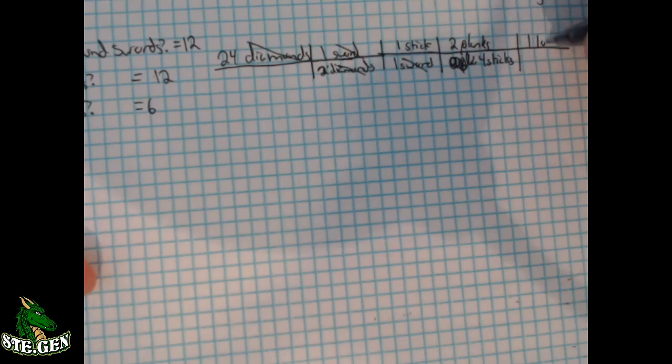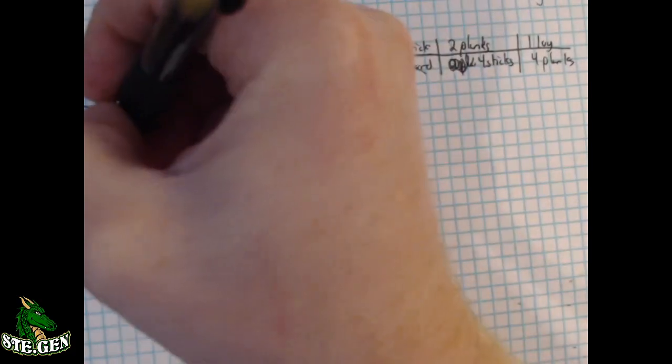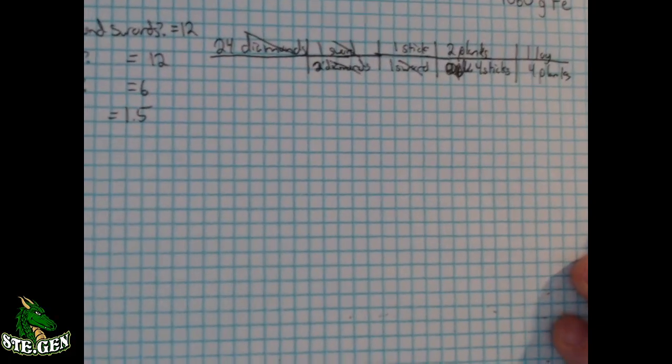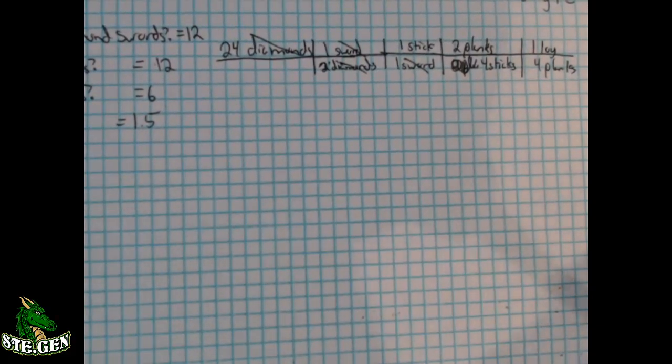So 1 log gives us 4 planks. So 6 divided by 4 would be 1.5. So we need 1.5 logs. So basically we can go punch down 2 trees or 2 logs from the tree, and we should have enough to make all 12 of our diamond swords, if for some reason that's something that we wanted to do.